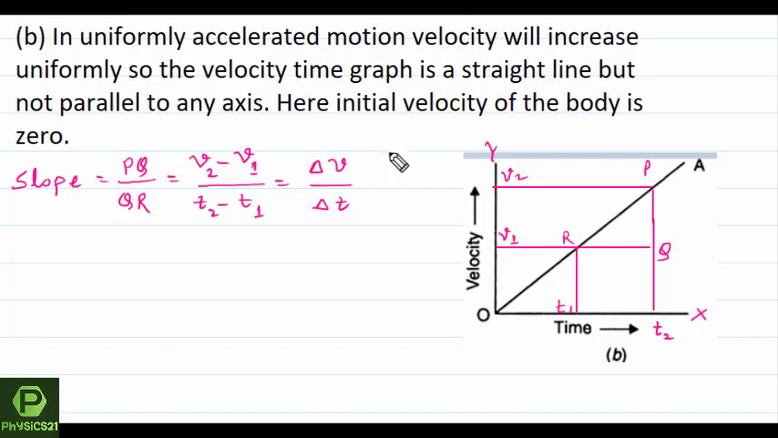So this is the rate of change of velocity, which represents acceleration. So we can say slope of Vt graph is equal to acceleration of the body. So this is the important result from this graph.